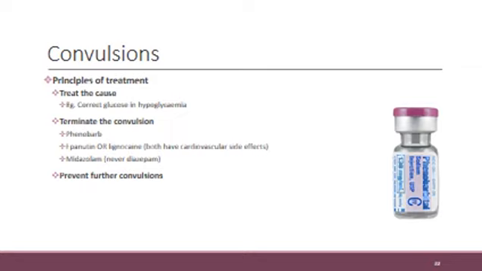In an emergency situation, one must terminate the convulsion, and the first-line treatment is still phenobarb or phenobarbital. Preferably, the first dose should be intravenous at 20 milligrams per kilogram, which can be repeated with 10 and another 10 milligrams per kilogram to reach a total maximum dose of 40 milligrams per kilogram.